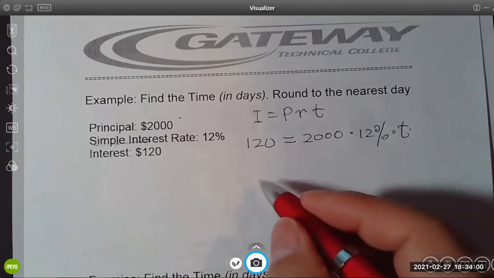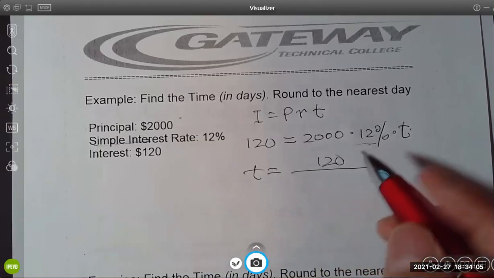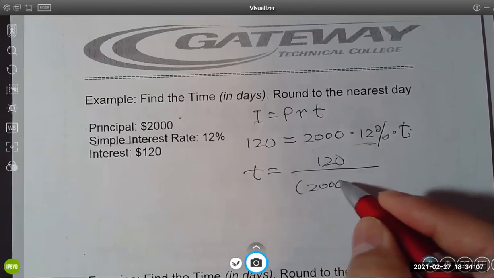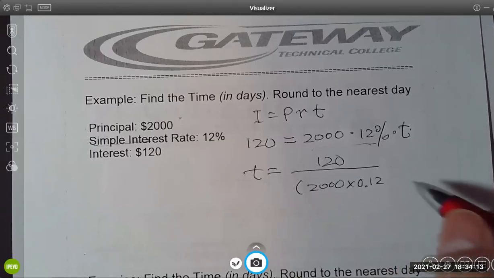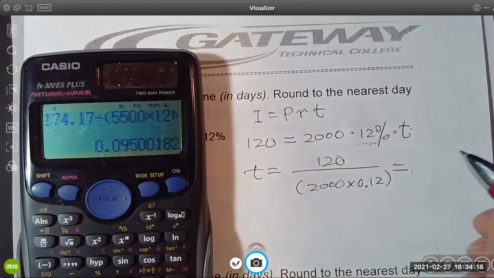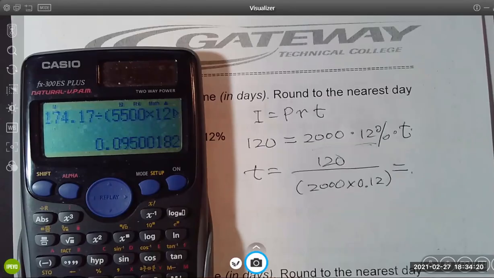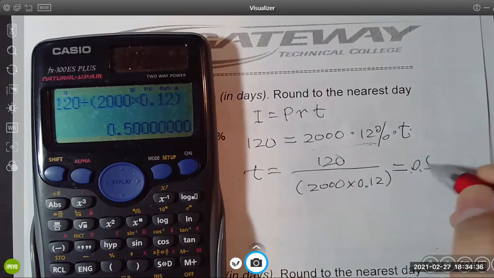Now basically T equals, at this point you know what to do. 120 divided by this, which is just one number actually, 2,000 times 0.12, equals. Let's say 120 divided by parentheses 2,000 times 0.12, 0.5. The rest are zeros, 0.5.